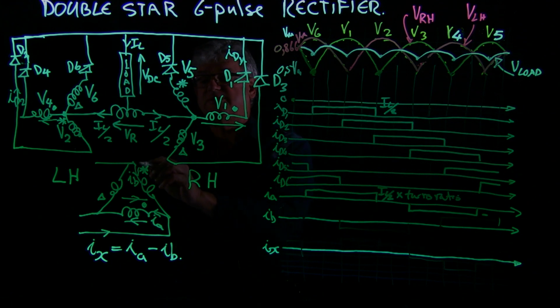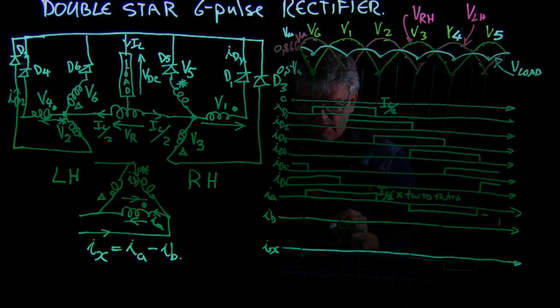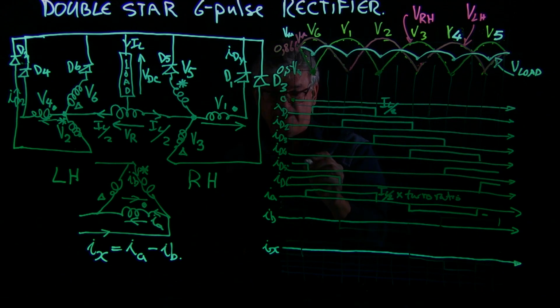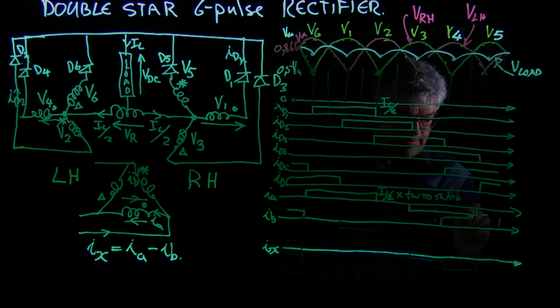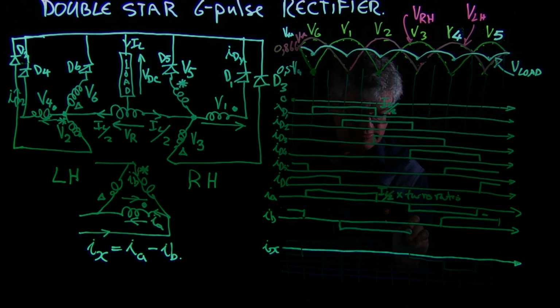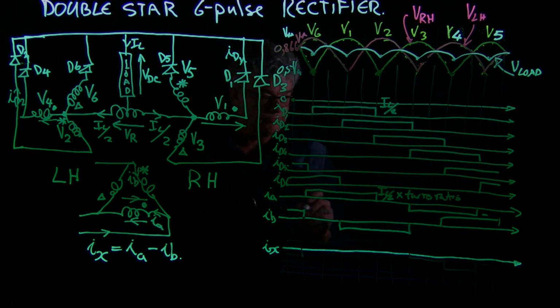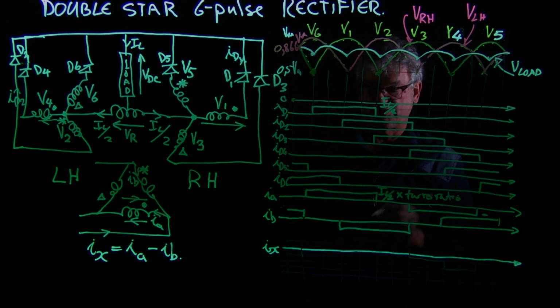IB is the asterisk, so it is ID5 minus ID2, and that should give us, there's V5, ID5, and there is for ID2, and also the same, IL over 2 times the turns ratio.